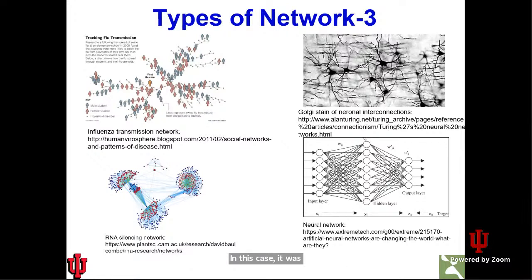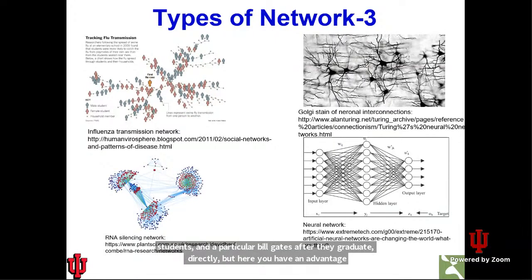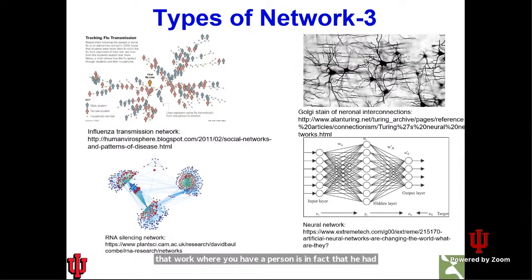A number of years ago, we had here at IU Alessandro Vespignani in informatics, who was one of the premier modelers of influenza epidemics. Several of his students wound up working for Bill Gates after they graduated, actually, directly. But here you have an imaginary network where you have a person who's infected, he infects some other people, they go on to infect other people, they create chains of infection.